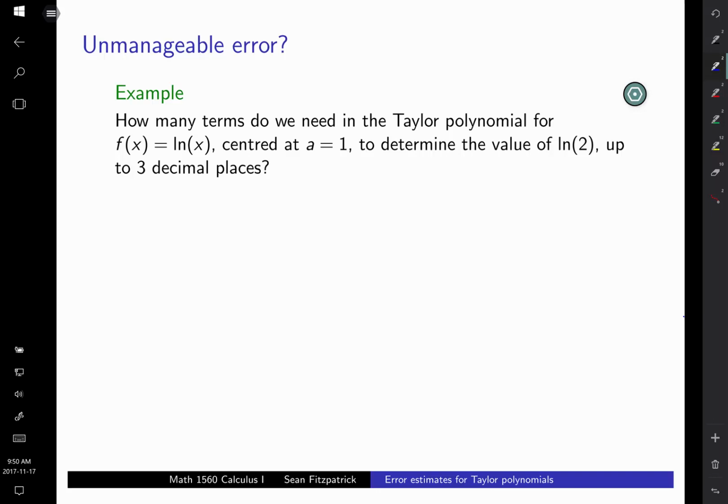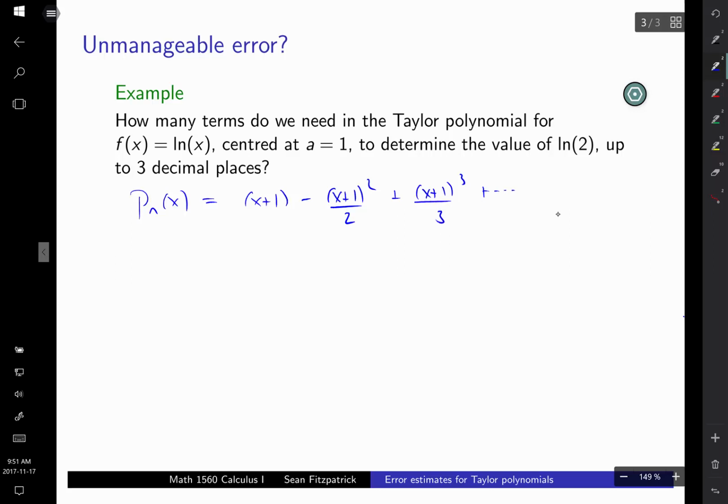Well, you can work out what the tailored polynomial is for log x centered at a equals 1, and what you find is you get this: x minus 1, then x minus 1 squared over 2, x minus 1 cubed over 3, and so on. The last term is going to be minus 1 to the n minus 1, x minus 1 to the n over n.